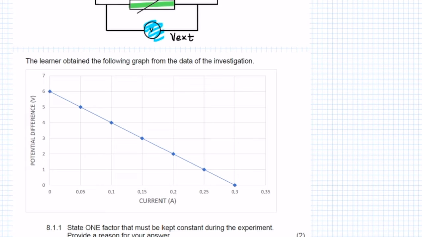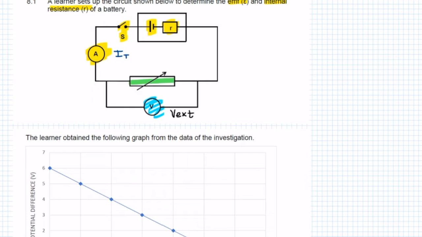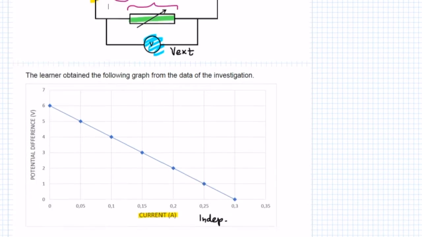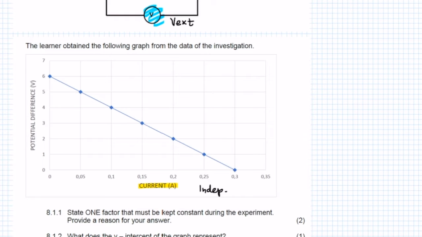They say the learner obtained the following graph from the data of the investigation. We see on the x-axis the current measured in amperes. Remember that on the x-axis of a graph, we plot the independent variable. This is the variable that we change. So this means that we are changing the resistance of the load, which is the variable resistor, R, so that we can control the amount of current flowing through the circuit. Okay, so current is the independent variable and it is being plotted on the x-axis.